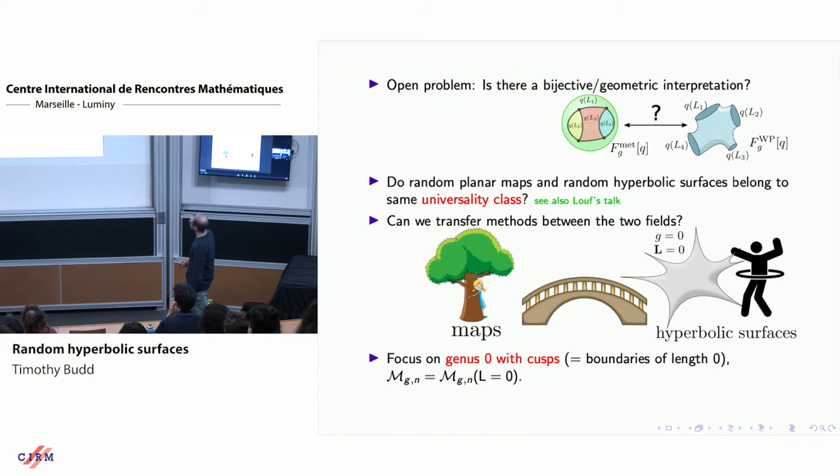So I'll focus not on the general story of any genus. I will focus here just on genus 0 and the particular case where all boundaries are actually of 0 length. And let's see how we can take the trees across the bridge. From now on, the moduli space of genus g and n boundaries will mean the ones that have 0 boundary length. So now we have cusps instead of geodesic boundaries.